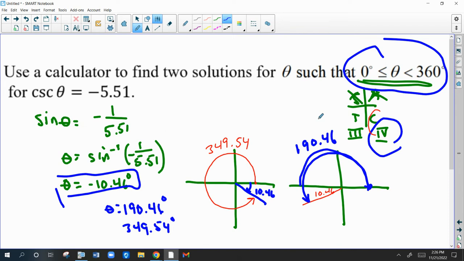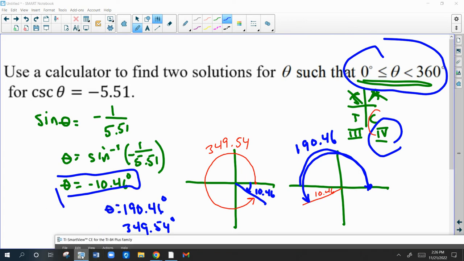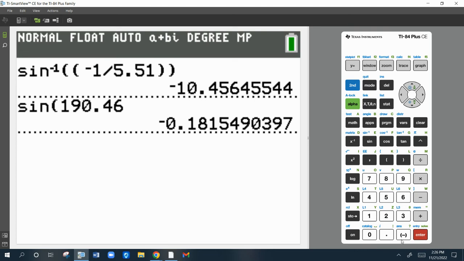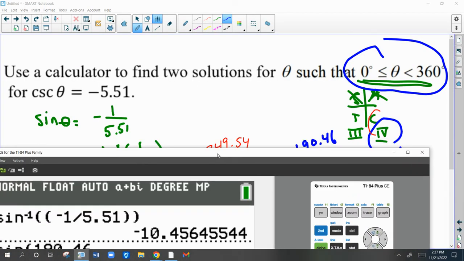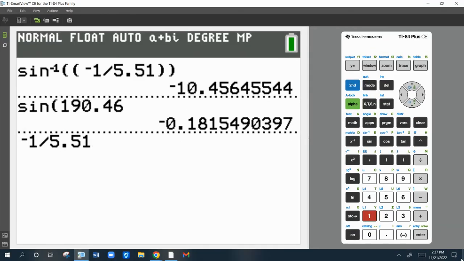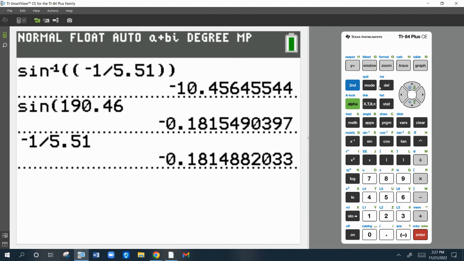So that's it. Now I'm going to do a quick check. Let's check the 190.46. So I'm going to type sine of 190.46. And I should get negative 1 over 5.51. So that's what I got. I'm going to type in negative 1 over 5.51 just to make sure, because that's what the original equation said. Sine of the angle must be negative 1 over 5.51, and it is. So that's that.